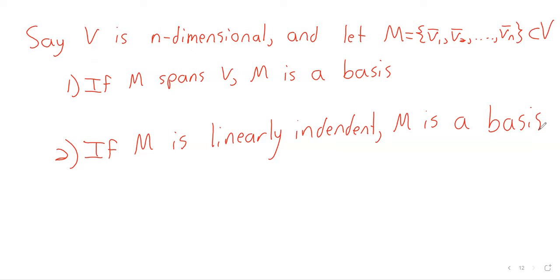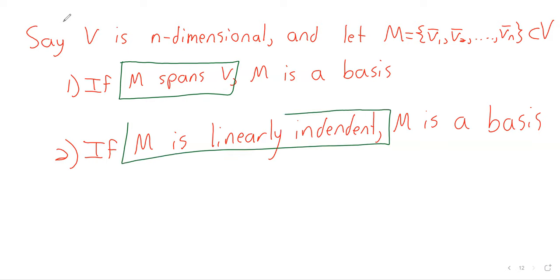So how should we understand this theorem? Well, there are two conditions that M would have to satisfy to be a basis. It would have to span V, and it would have to be linearly independent. And what this theorem says is that as long as M has the right number of vectors in it to be a basis, we only need to check one of the two basis conditions. If it satisfies either of the basis conditions, then it satisfies both, and it is, in fact, a basis.